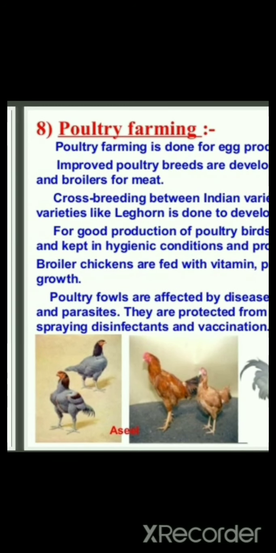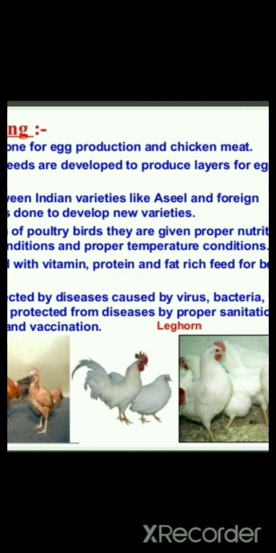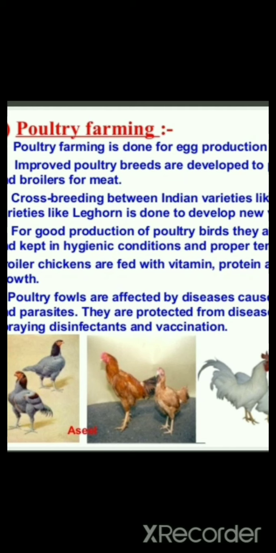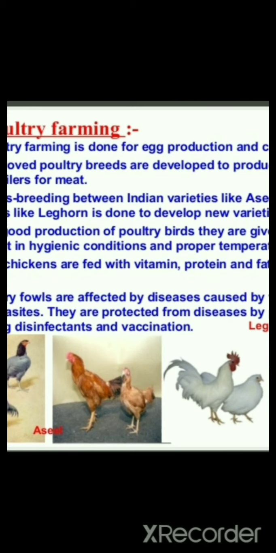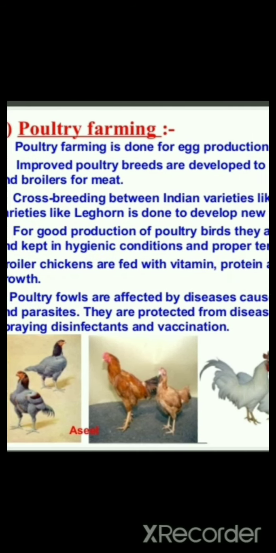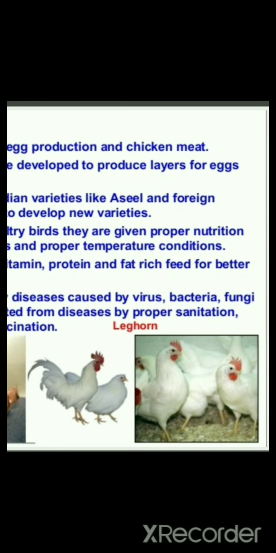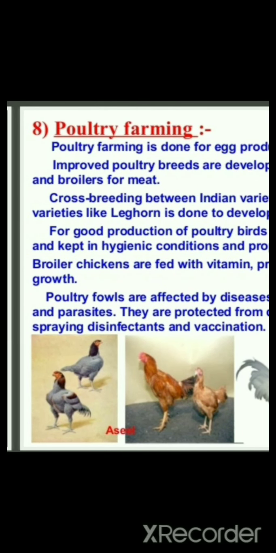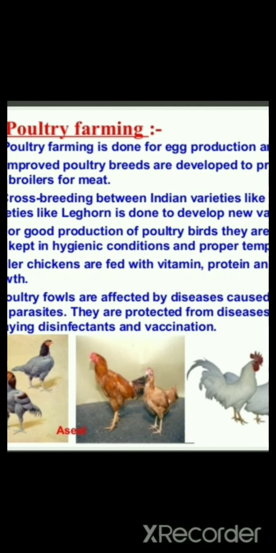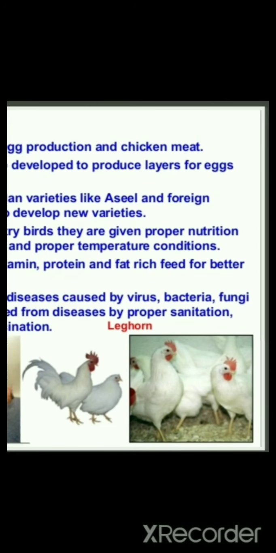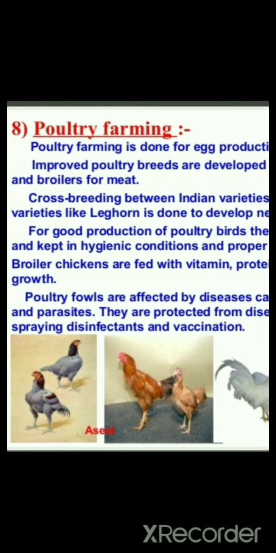Crossbreeding between Indian varieties like Aseel, and exotic foreign varieties like Leghorn, is done to develop new varieties. When we crossbreed native and foreign ones, we get a new generation with good qualities. For food production, the poultry birds are given proper nutrition and are kept in hygienic and proper temperature conditions. Broiler chickens are fed vitamin, protein, and fat rich feed for better growth.